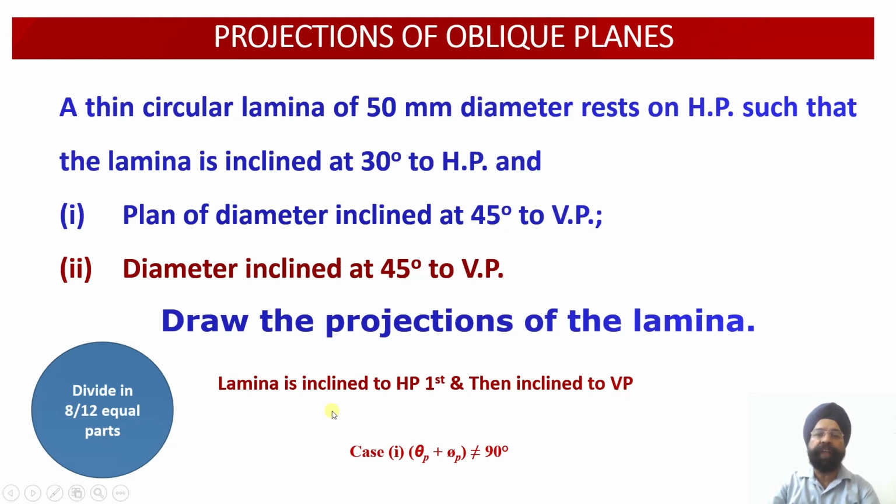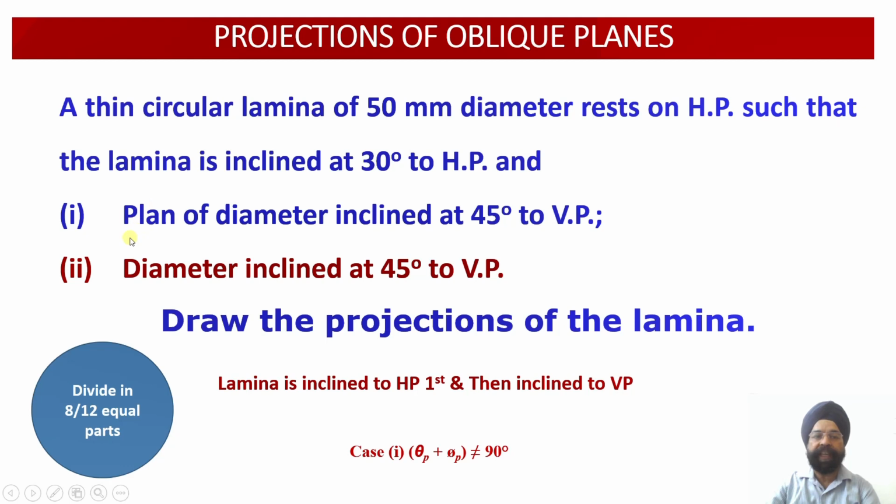To begin with, we are going to assume that this circular lamina is contained by the horizontal plane. So its true shape, that is the circular form, will be obtained onto the horizontal plane in the top view. The top view of this lamina will be drawn below the XY line measuring 50 millimeter. Since this lamina is lying onto the horizontal plane, its front view will be obtained in the form of the edge view drawn onto the XY line. It will be coinciding with the XY line.